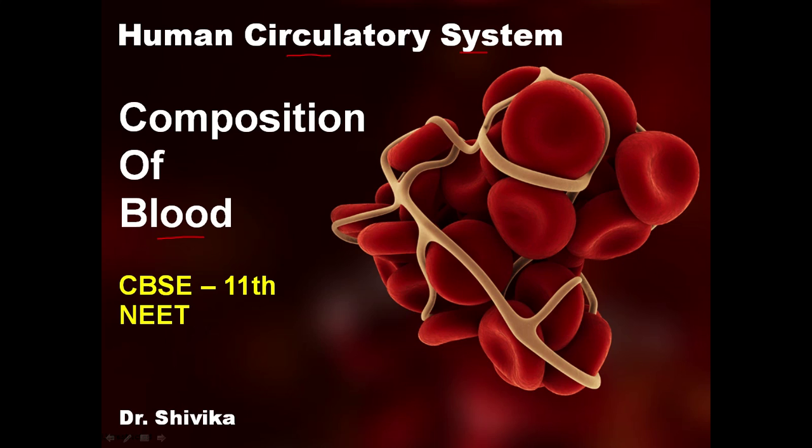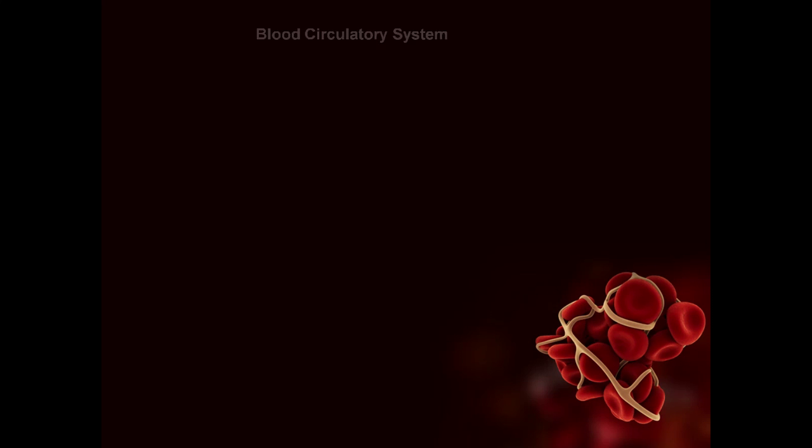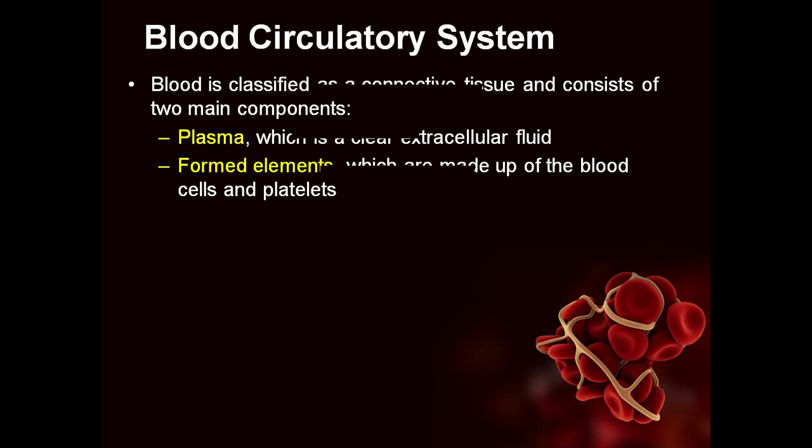So, for the functioning of the blood, we have to know the composition of the blood, and this session is all about that. Blood is a fluid connective tissue where the matrix is plasma, and the two main components of the blood are plasma and the formed elements.